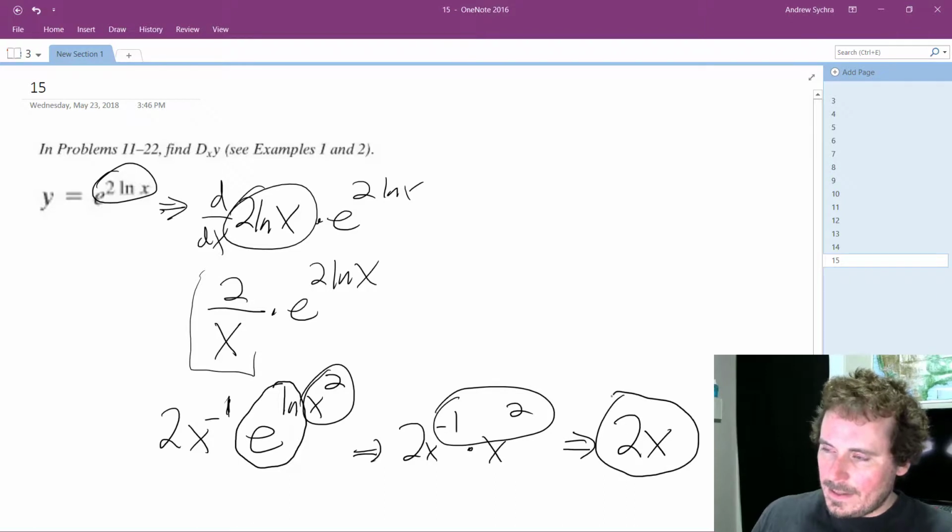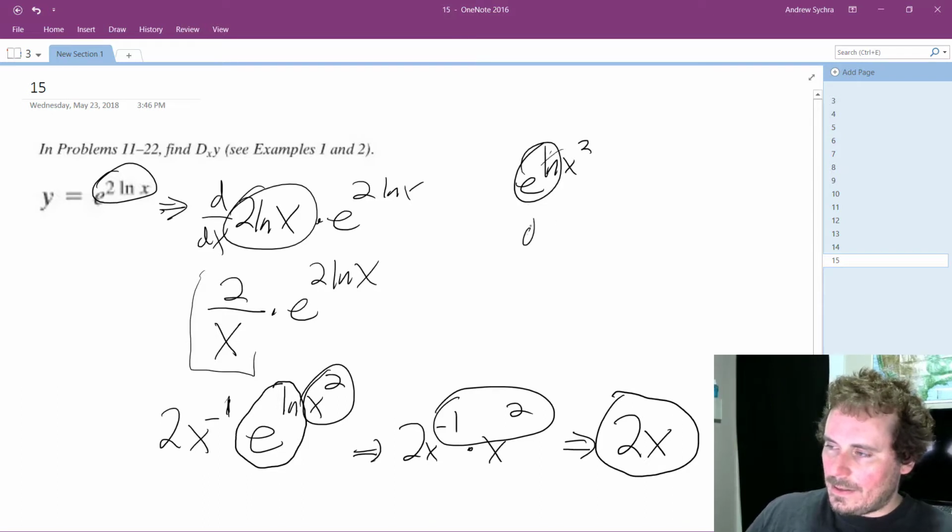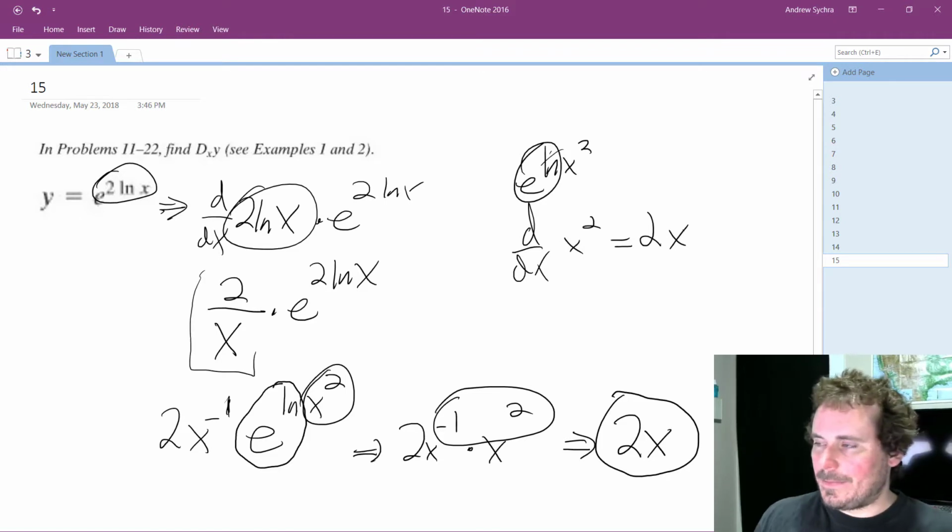And that's it. Or what you could have done in the beginning is just this: these cancel out, and then you just take the derivative of x squared, and you get 2x. That's probably easier, but I just wanted to show you both ways.